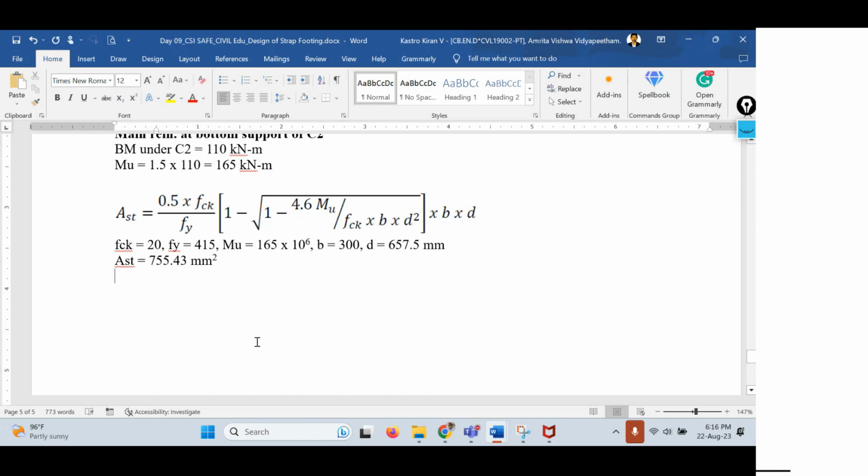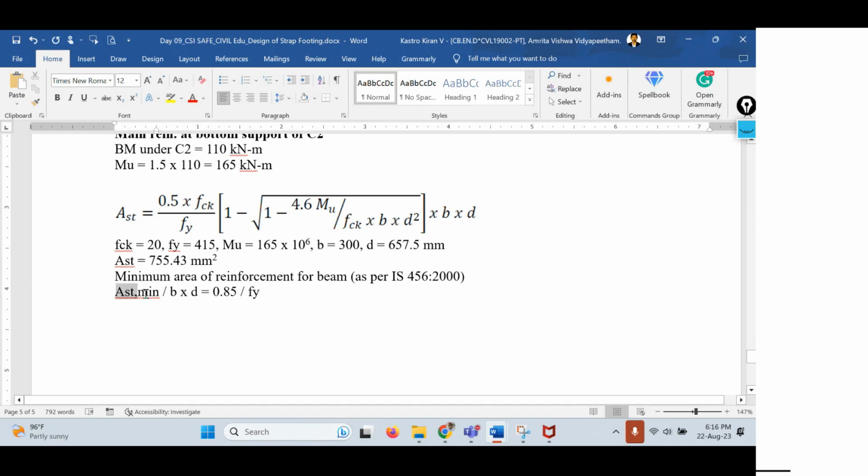Now, if you refer to the IS code, that is IS 456-2000, there is a statement about the minimum area of reinforcement for beam. As per IS 456 2000, we have a clause which is provided, which will be Ast minimum divided by B into D equals 0.85 divided by fy. This is the formula.